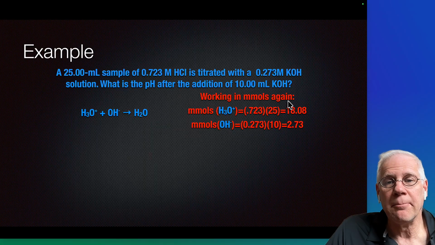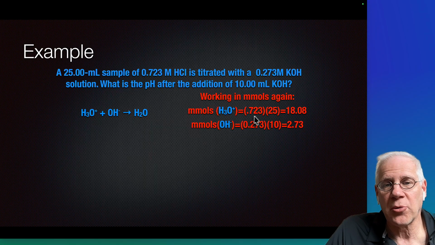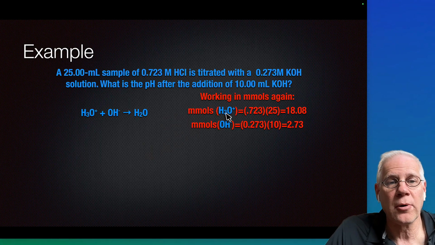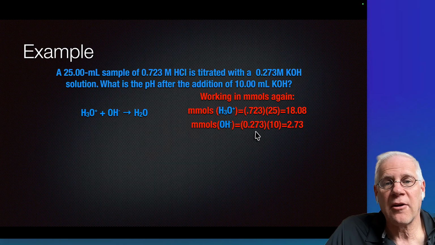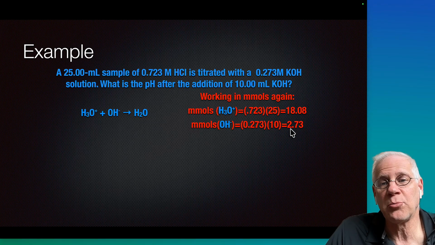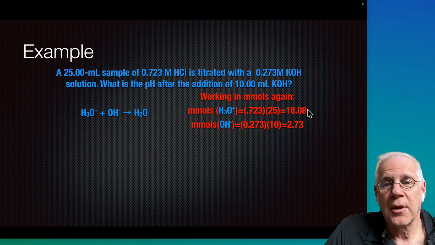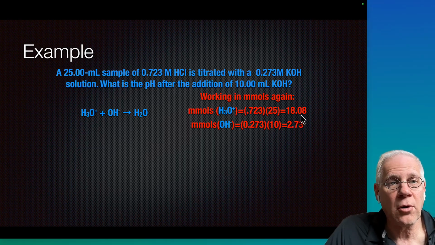Now we're going to want to work in millimoles, and the way we work in millimoles is we can just take the molarity times the volume in milliliters, and that will give us millimoles. So for hydronium, we take the 0.723 of HCl, we have 25 mL of it, so we have 18.08 millimoles. And for the hydroxide, we have a molarity of 0.273, we have 10 milliliters of it, and so we have 2.73 millimoles. You can see that we have not added enough base to neutralize all of the acid, which means that we have not yet reached our endpoint.